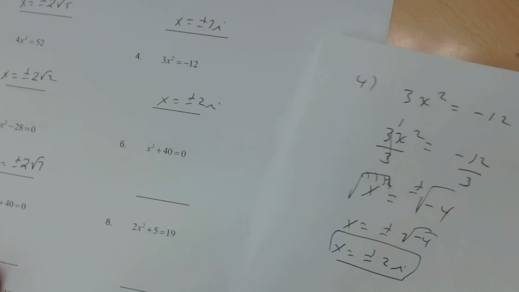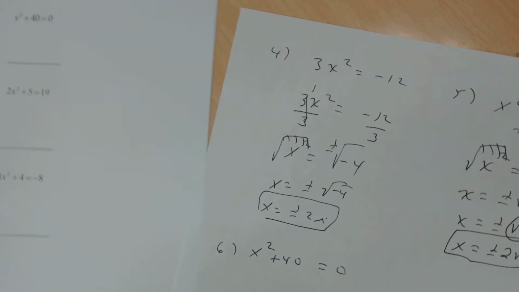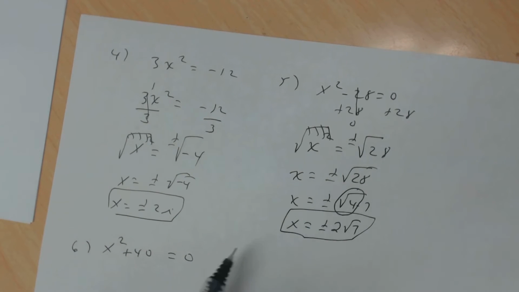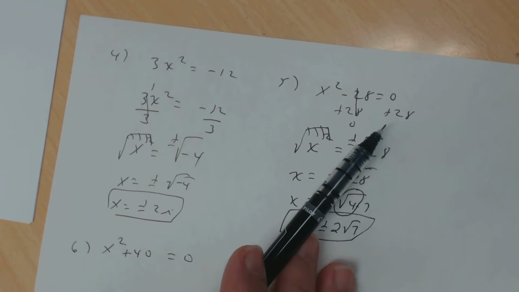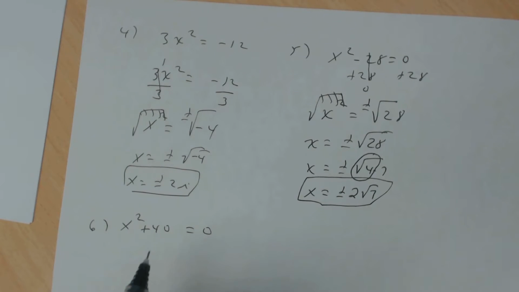Okay, now number 6. Number 6, you have x squared plus 40 equal 0. So just like number 5, you want to get x squared by itself. So here I'm going to subtract 40 from both sides. Right now I'm adding 40, so the opposite of adding 40 is to subtract 40.